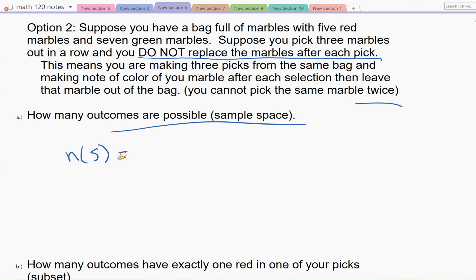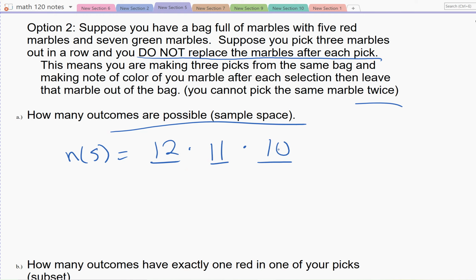Well, number in my universal set, I still have 3 picks. But at this time, instead of having 12 marbles each time, every time I make a pick, I've got 1 fewer marble in my sack. So I had 12 for the first pick. Right, I picked the marble out, I looked at it, made a note of its color, but I didn't put it back. So in my second pick, there's only 11 marbles. And then after my second pick, I picked a marble out, and now I've set 2 marbles to the side. And so in my third pick, I only have 10 marbles.